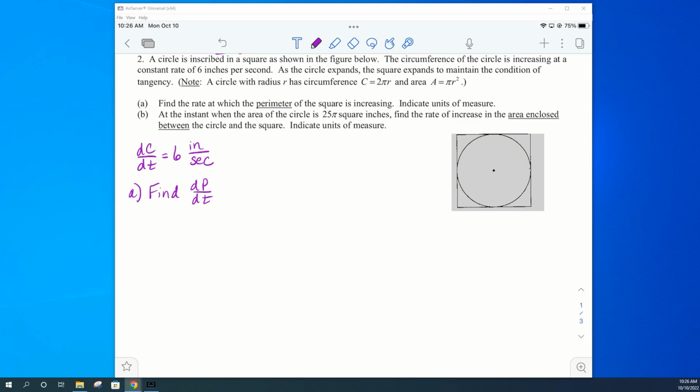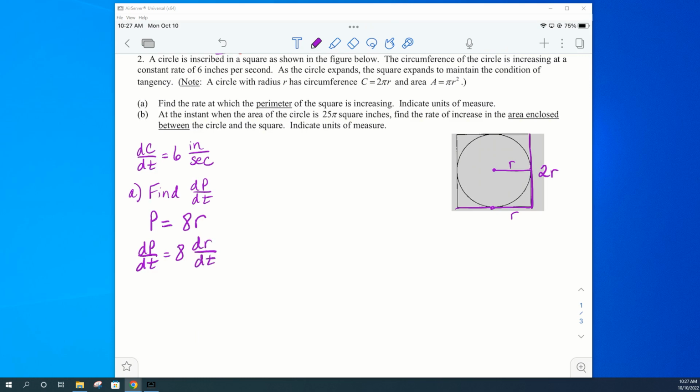So find the rate at which the perimeter of the square is increasing. So find dP/dt. Well, immediately I go, okay, let me do an equation for P. Well, what is the perimeter of the square? If this is 1 radius, here's 1 radius, so the whole square, I think you can see, would be 2r, the whole length of the square. Well, of course, I have 4 sides of that square, so I have 8r. Now, dP/dt then would be 8 dr/dt.